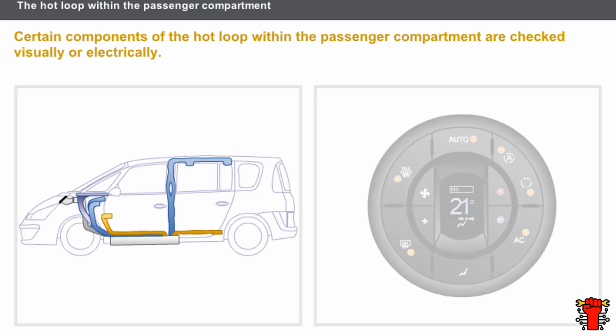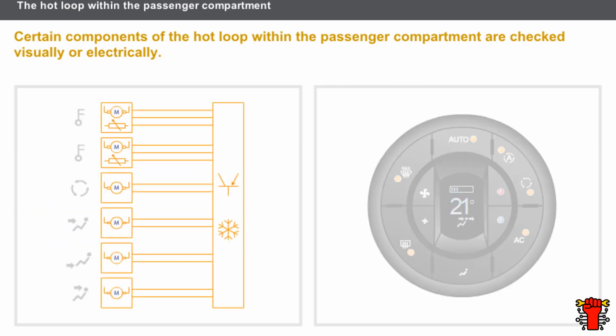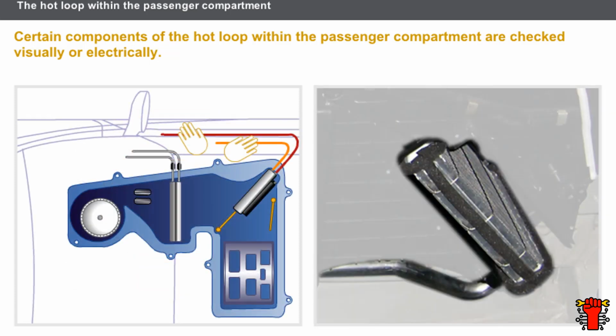Let us now look at testing the components in the hot loop within the passenger compartment. The control panel and recirculation, mixing and air distribution functions can be tested visually and electrically. Electrical connections may be checked visually and/or by manipulation. The electrical check can be made using the fault-finding tool or the multimeter. The heater matrix is checked visually when it is in use.